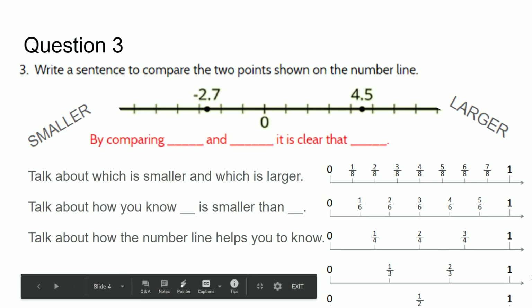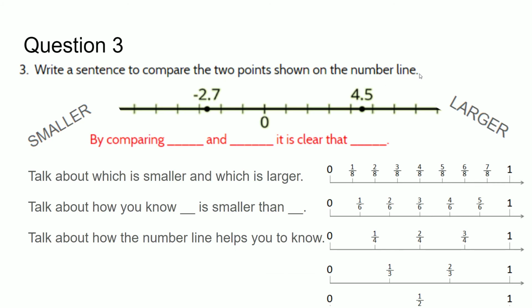Okay, our last question. Write a sentence to compare the 2 points shown on the number line. All you're doing is making a comparison between this number, -2 and 7/10, and 4 and 5/10. Remember, anything to the left of the 0 that's negative, so the negative sign, is smaller. Anything to the right of the 0 is larger. So this is larger, this is smaller.